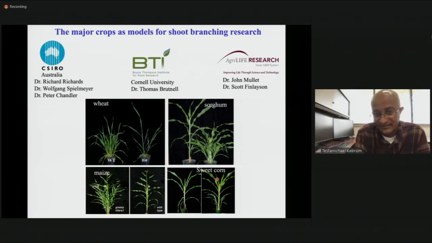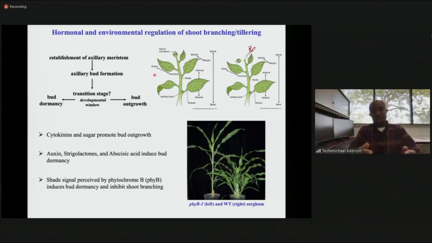So I did, and I am still doing, my research on the major grain crops. I did research on sorghum at Texas A&M University with these plants, at CSIRO with wheat, and on maize at Cornell University. So first I will briefly mention branch development.